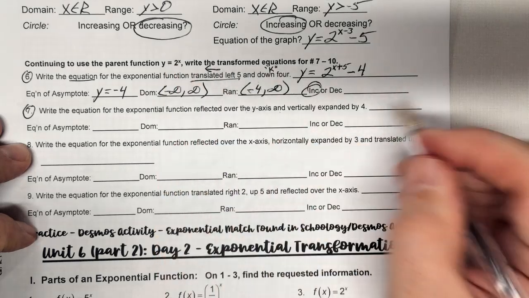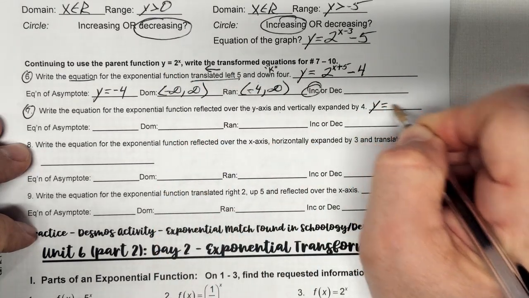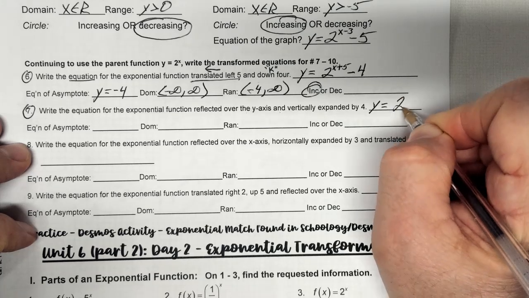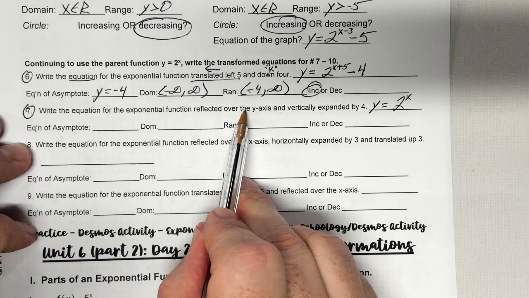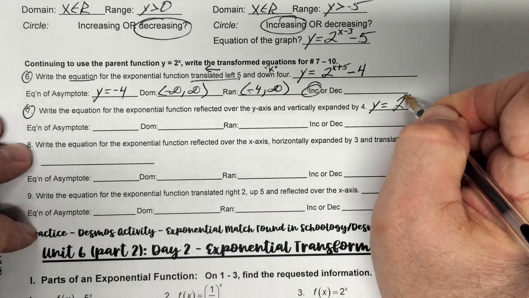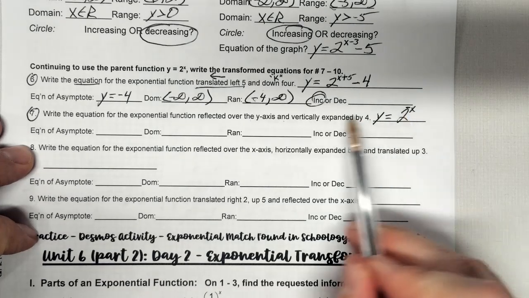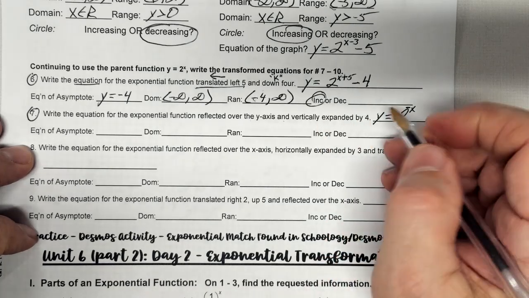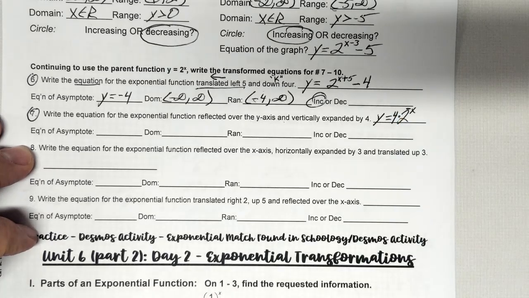So the next one, we want to write the equation for the exponential function. Y is equal to 2 to the x. So we're just going to go ahead and put y equals, and put a space, 2 to the x. And so now reflected over the y-axis, so that means we're going to make that negative. And then we want to vertically expand that by 4. So we're going to go 4 times. So that'll be our equation.